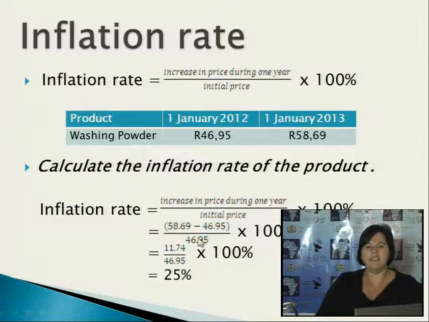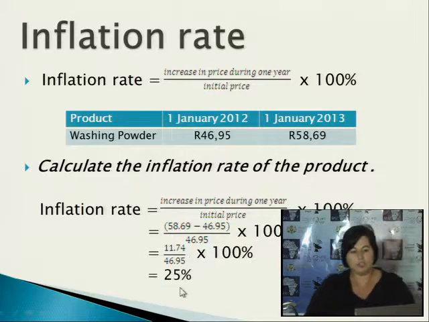That means the difference from the cheapest to the most expensive. So I will subtract them to find the difference over the original price, which of course was what it was first, which is 46 Rand 95. Because it's percentage, multiply by 100%. Then I simplify it. If I find the increase, it increased with 11 Rand 74 over the original amount, which was 46 Rand 95. And if I calculate that, I think I will show that to you.